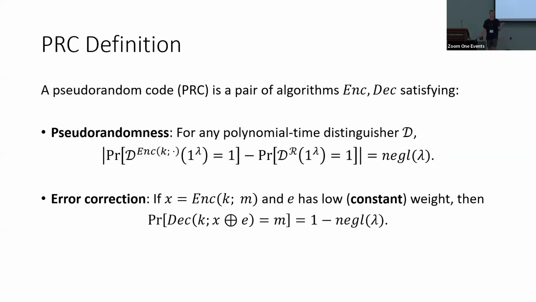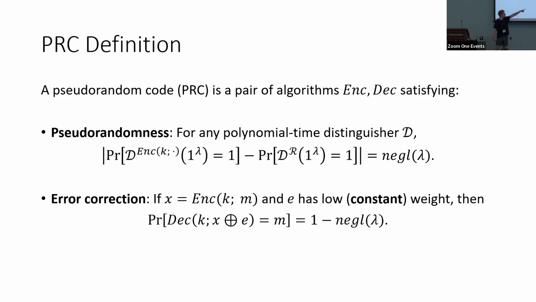Okay, so just to make sure we're on the same page, let me give a quick, slightly more formal definition of a PRC or pseudo-random code. So a PRC is a pair of algorithms, encode and decode, that satisfy pseudo-randomness, which is just probably exactly what you expect. It's the same condition as for pseudorandom encryption. It says that if you encode messages, the responses are all pseudorandom. Even if you encode the same message twice, the responses should be jointly pseudorandom. And then error correction, which says that if you encode your message and then add a low weight error to it, then the decoder should still work with high probability.